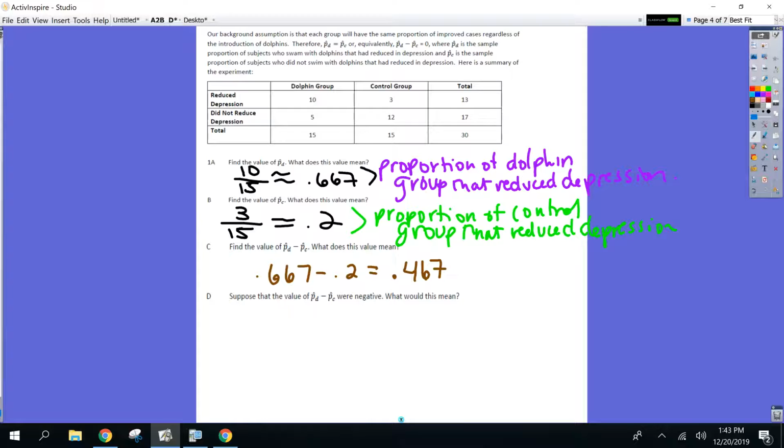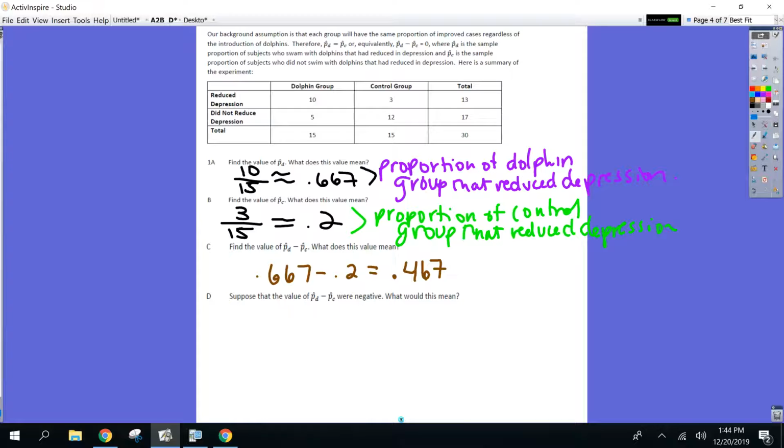You don't need to write down what it means, but if you put that as a percent, it's about 47%. Here's what that means. About 47% more people in the dolphin group reduced their depression than in the control group. 47%. Is that enough to say that the dolphins worked? Don't know yet, because it could still be by random chance.